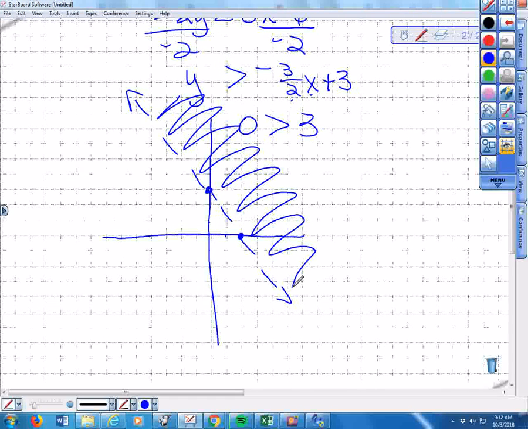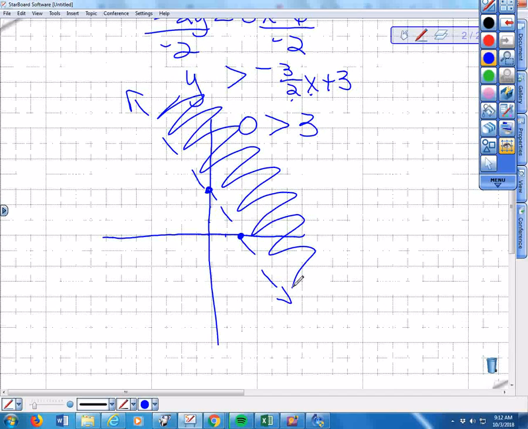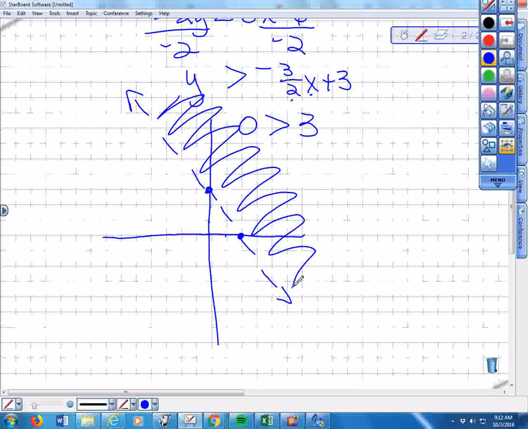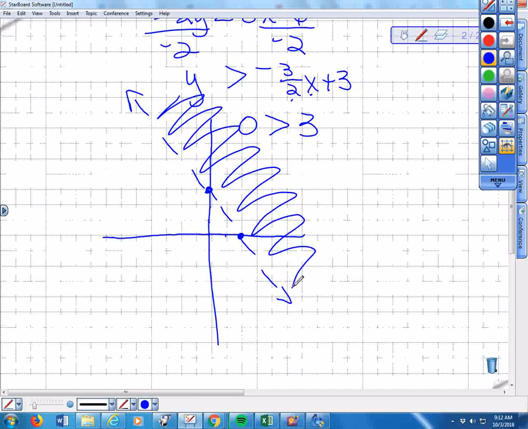You get half a point if you graphed it correctly. You get a quarter point if you dashed the line. And you get a quarter point if you shaded correctly.